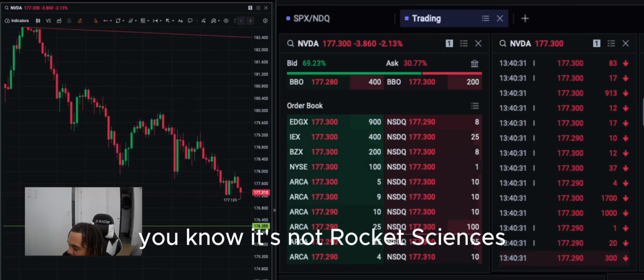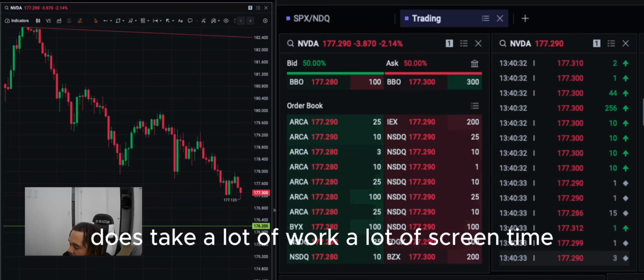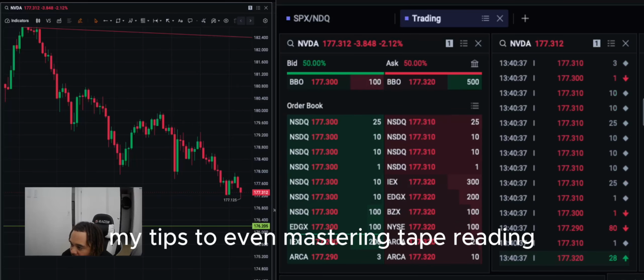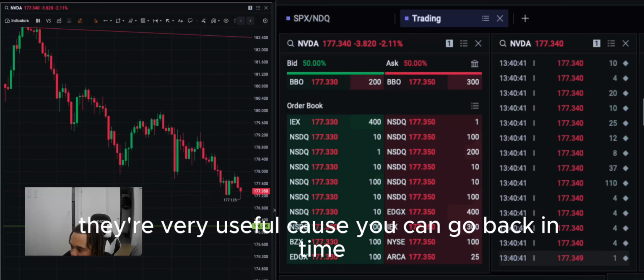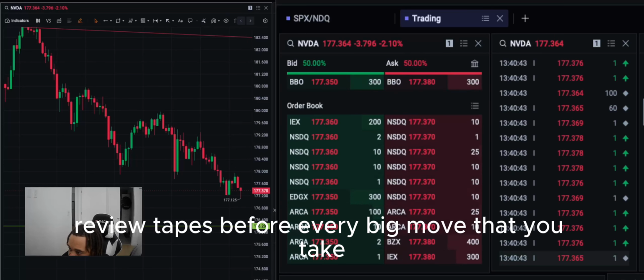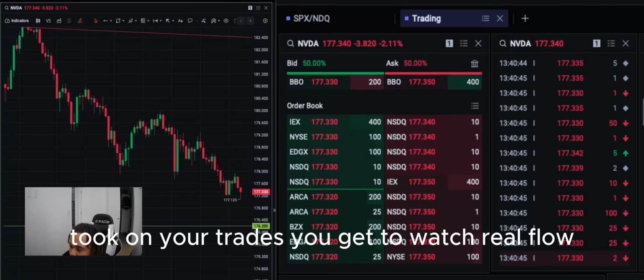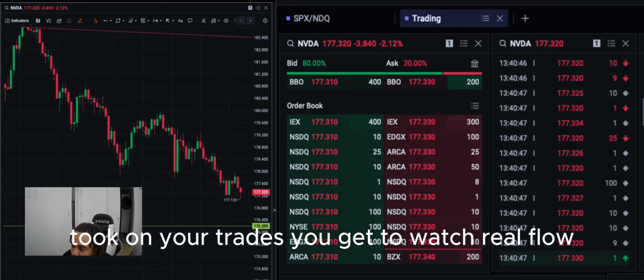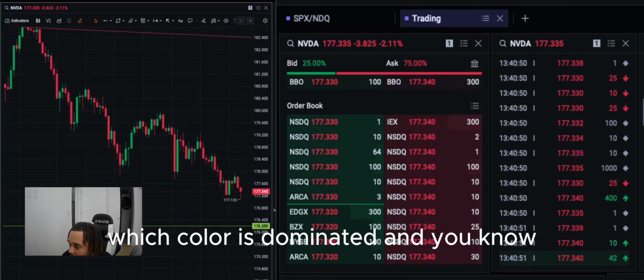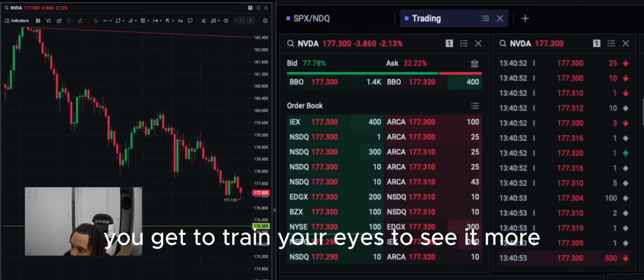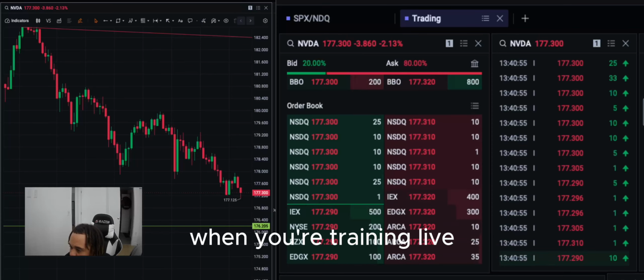So it's not rocket science. This does take a lot of work, a lot of screen time. And like my tips to even mastering tape reading, number one, record your trading sessions. They're very useful because you can go back in time, review tapes before every big move that you took on your trades. You get to watch real flow, how it looked, how fast, what sizes you needed to focus on, which colors dominated, and you get to train your eyes to see it more when you're trading live.